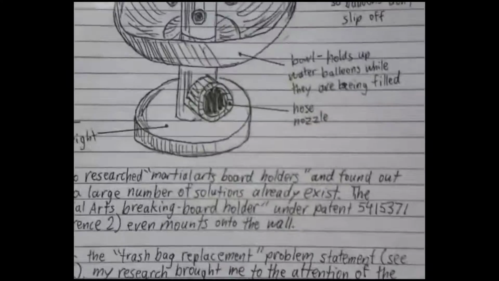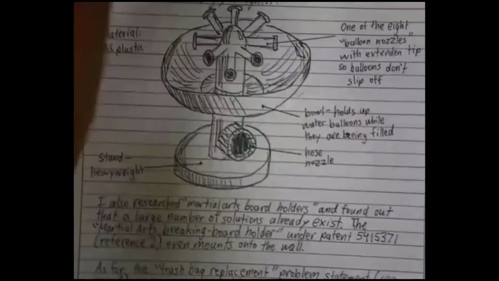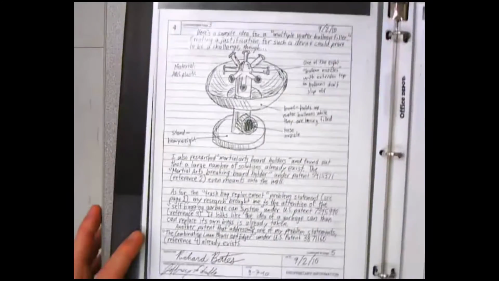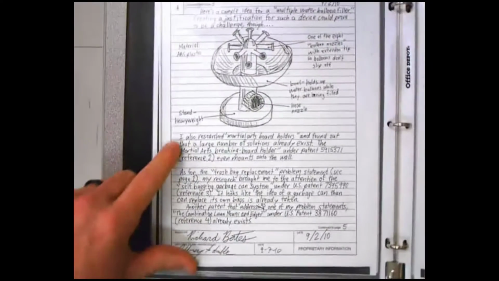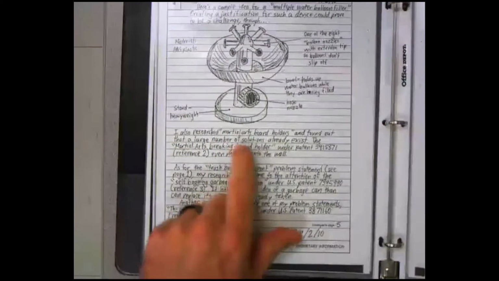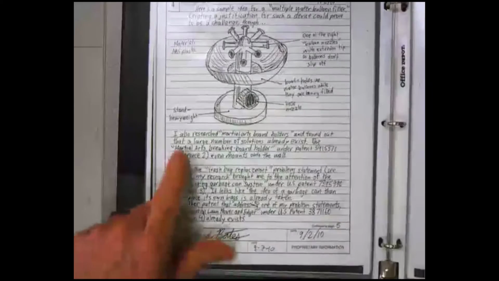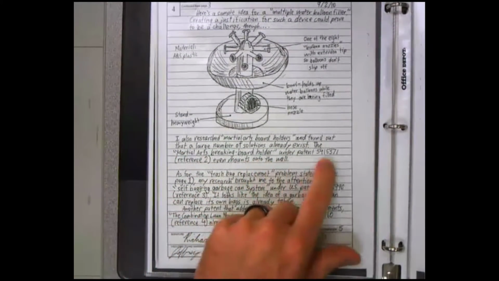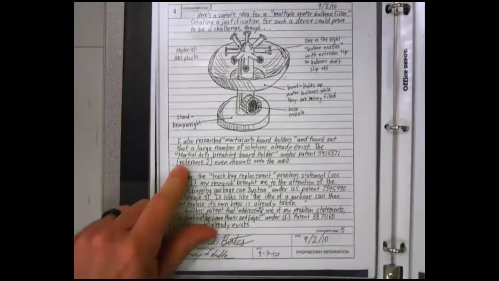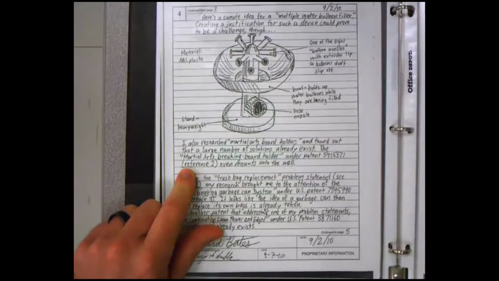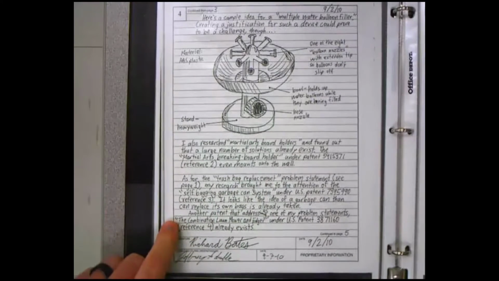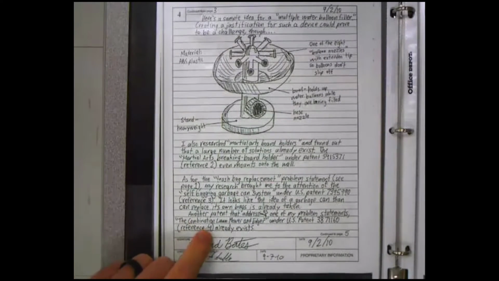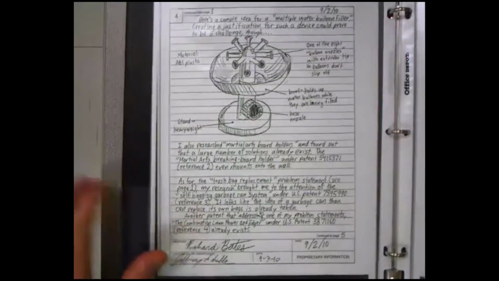Okay. You can also see similar things over here where the student has done some sketching of an idea and has said here, I also researched martial arts board holders and found out that a large number of solutions already exist. The martial arts breaking board holder under patent 5415371, parentheses, reference 2, even mounts onto the wall. Okay, so they're indicating where the reference is. Here's reference 4, reference 3 for information that they're finding.